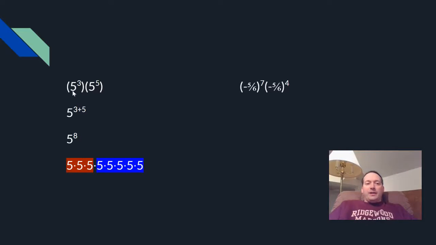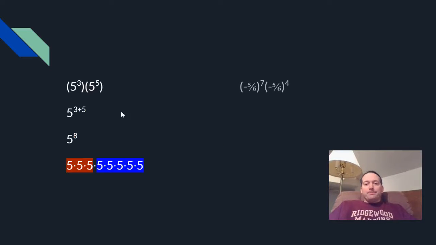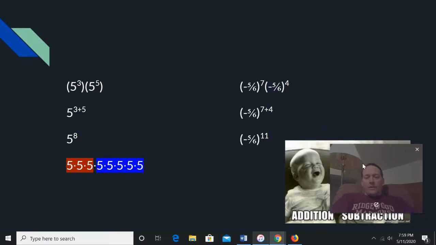Now, it does not have to be a positive integer. Yes, you can have fractions, and yes, you can also have negatives. So it doesn't matter. That's what the a over here represents, whatever happens to be being raised to the power. So here we're raising negative 5/6 to the power. It's negative 5/6 to the 7th and negative 5/6 to the 4th. Well, what does it come out to be? Whatever's being raised, which is negative 5/6, and again, we do the same thing, 7 plus 4, or negative 5/6 to the 11th power. Okay, let me move myself.